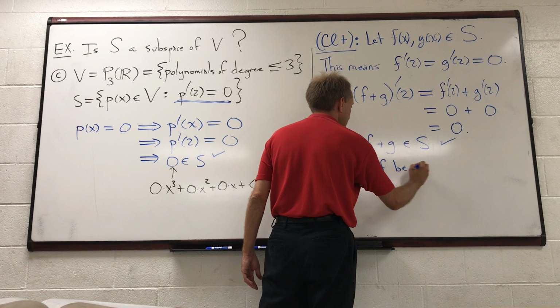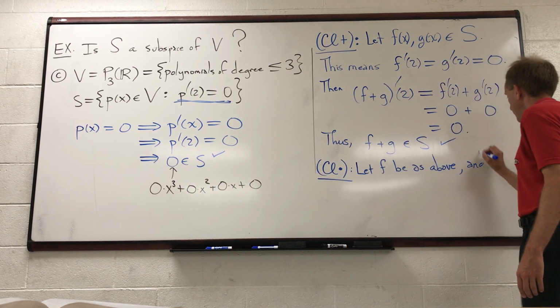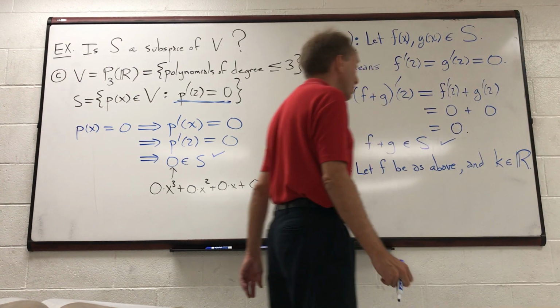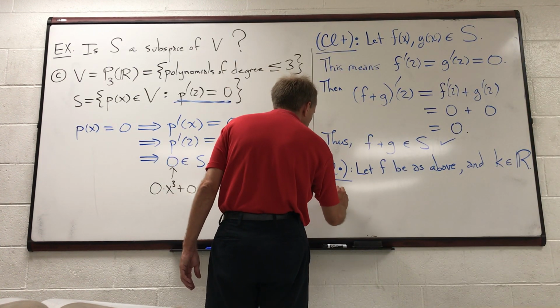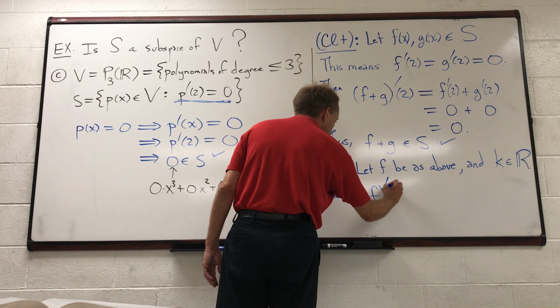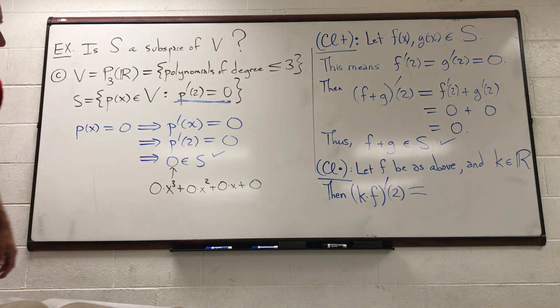Let f be as above, and k is a real number, exactly. So we take a real number and we take f as above, and we're just going to look at k times f. So k times f, I have to take the derivative and then plug in 2. Right, so I'm going to do this calculation here.